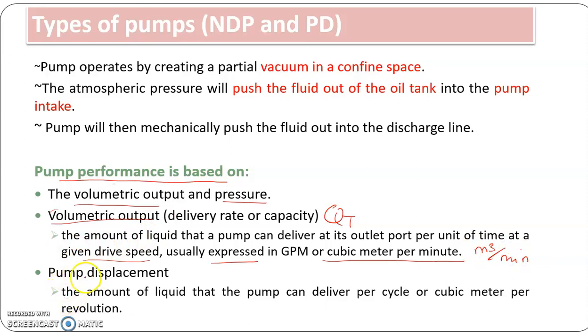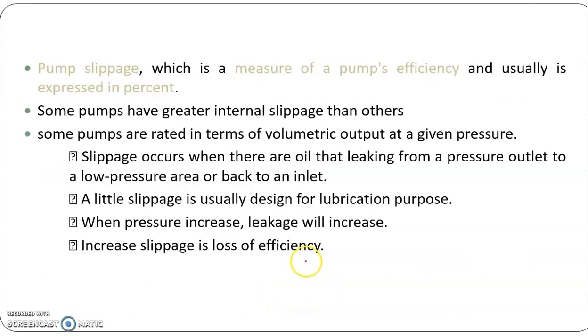The second parameter is pump displacement, or VD. It's the amount of liquid that the pump can deliver per cycle, with the unit of cubic meter per revolution. This one you read it. The other videos of chapter 3 you can get from the MOOC.